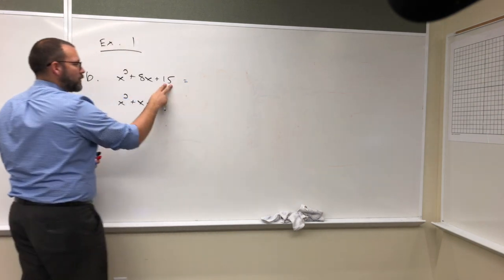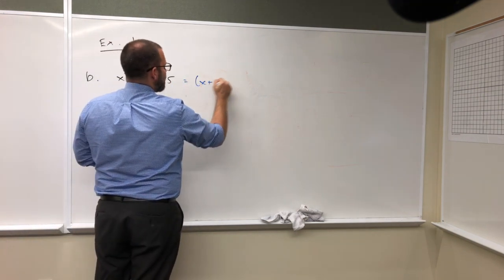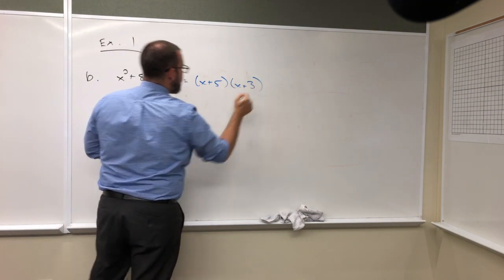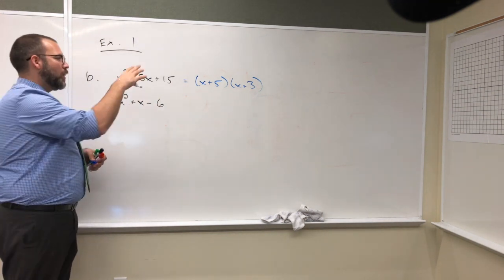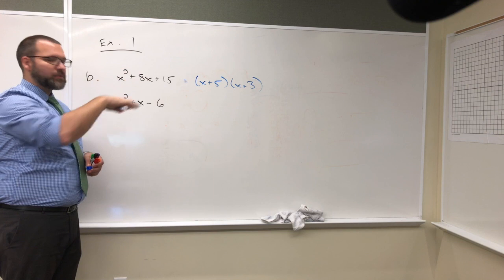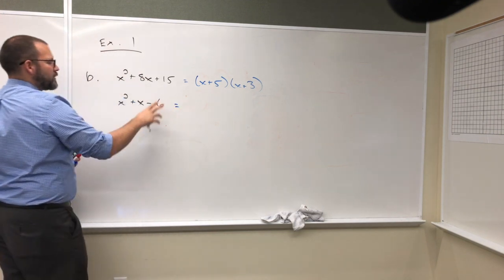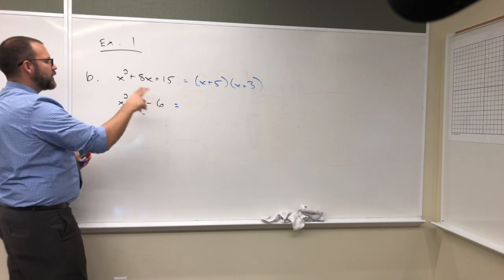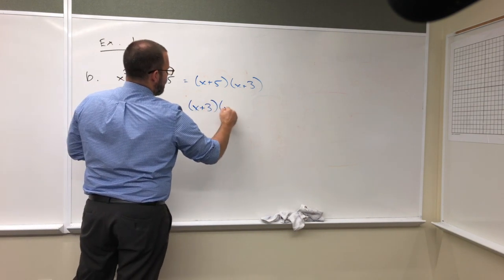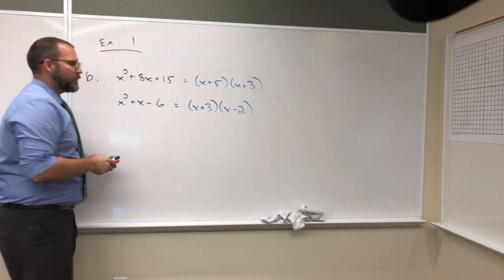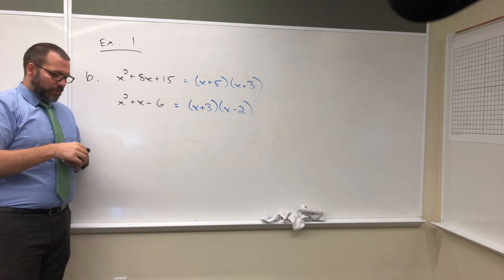What two numbers multiply up to 15 but add up to 8? Those numbers are positive 5 and positive 3. So the factors of x squared plus 8x plus 15 are x plus 5, the binomial, and x plus 3, the binomial. For x squared plus x minus 6, two numbers that multiply up to negative 6 but add up to positive 1. Again, hopefully we've been practicing this for a while now and it makes sense where I'm getting these numbers from. It would end up being x plus 3 and x minus 2.